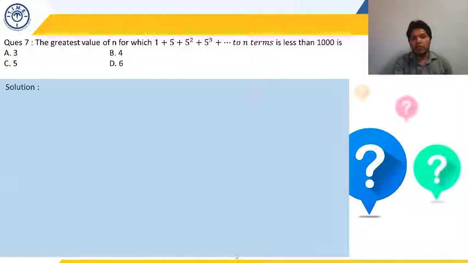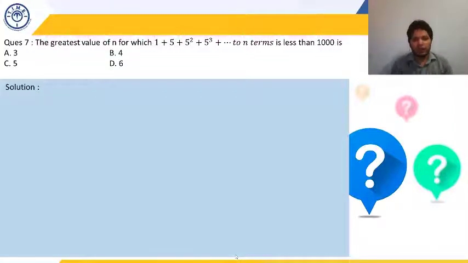Why GP? What is GP? GP is the geometric progression. Any series is said to be in GP when there is a common ratio. So the ratio between any two consecutive terms is the same, which is called the common ratio. In this case, 5 divided by 1 is 5, 5 square divided by 5 is again 5, 5 cube divided by 5 square is again 5. So this is a series which is in GP, geometric progression.